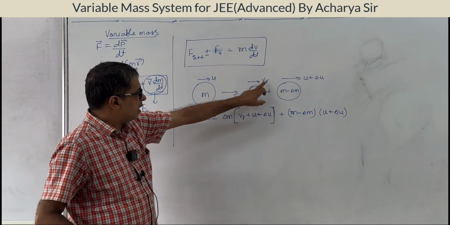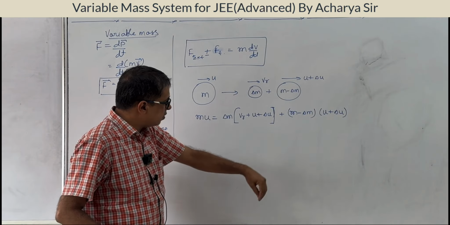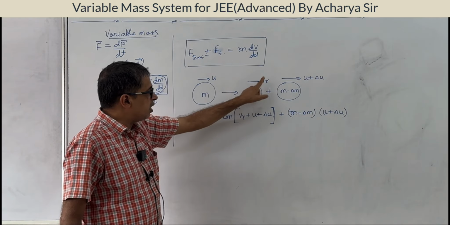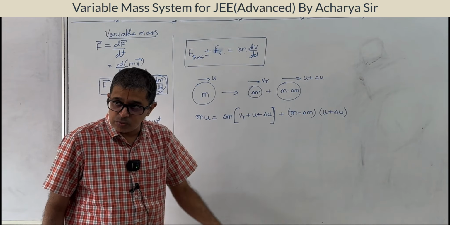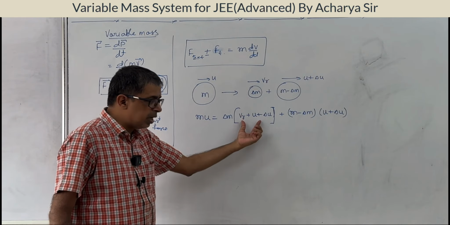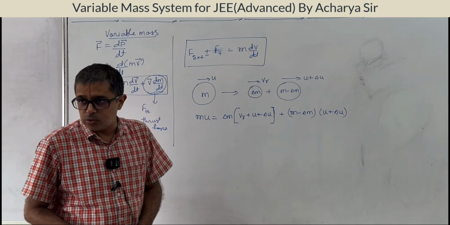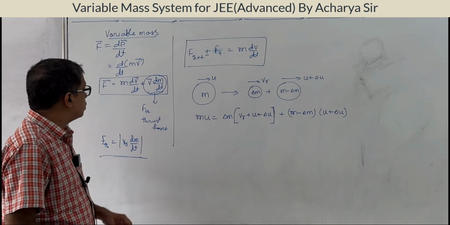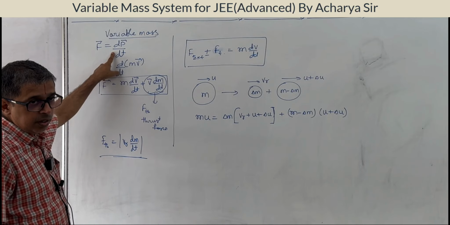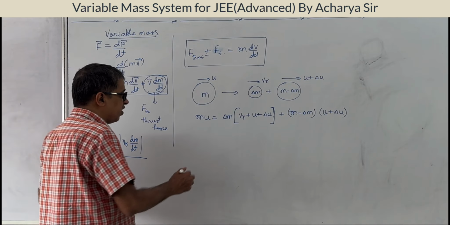You have translated this velocity with respect to ground: the relative velocity with respect to this mass plus the velocity of this mass with respect to ground gives the velocity with respect to ground. Why with respect to ground? Because it is an inertial frame, and Newton's second law is applicable only for an inertial frame.